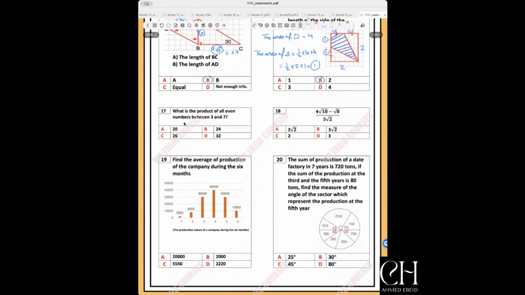Let's move to question 17. What is the product of all even numbers between 3 and 7? You know that even numbers are the numbers which are divisible by 2. We have 4 and 6. Only two numbers lie between 3 and 7. Multiply them because we want to find the product. 4 times 6 equals 24.